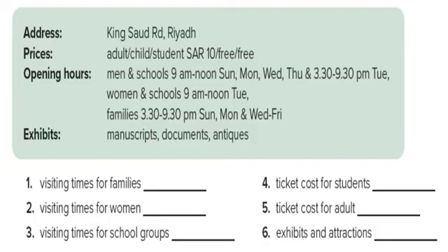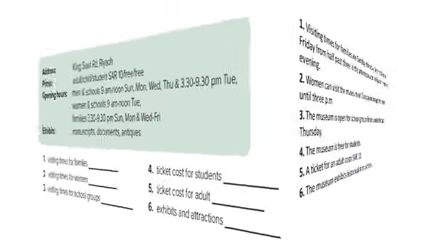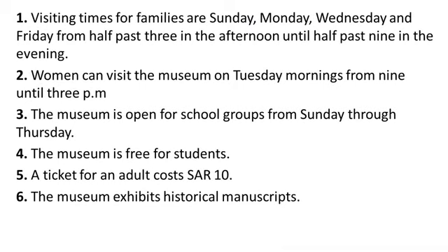In your books, my students, we have an exercise. In this exercise, I would like you to write sentences using the present simple to describe this table. We are talking about a museum. Its address, King Saud Road, Riyadh. Prices, opening hours, exhibits. We can say some sentences like these.